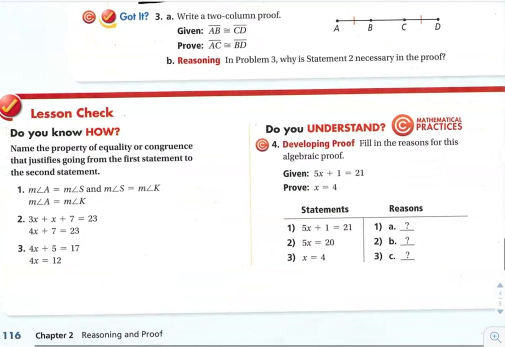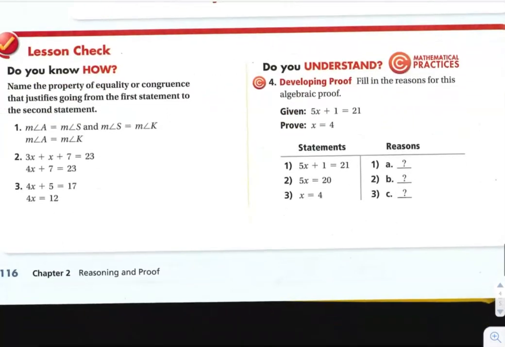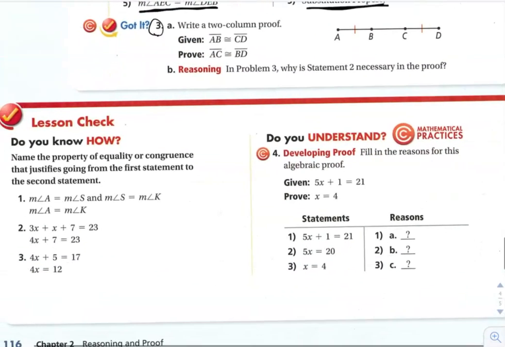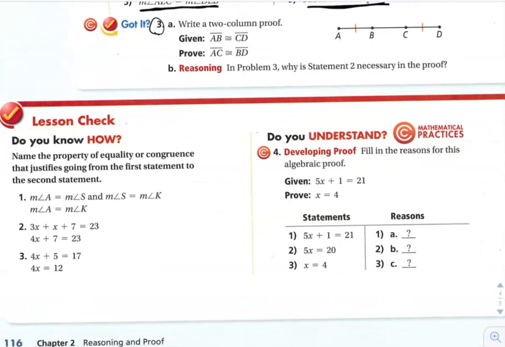All right, guys, actually, I'm going to have you guys pause and try number 3. Yeah, I'll have you guys just try number 3 for now, and then I'll show it to you.